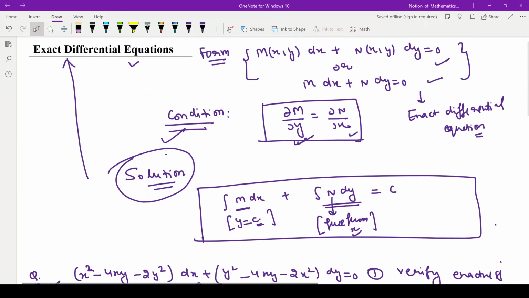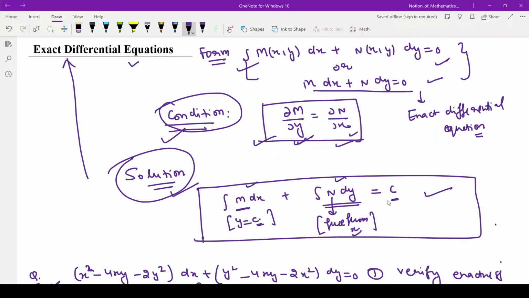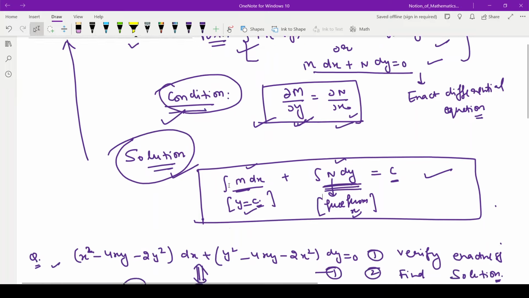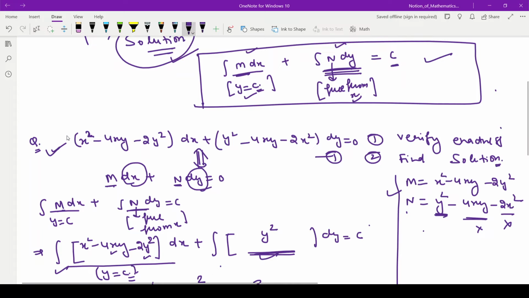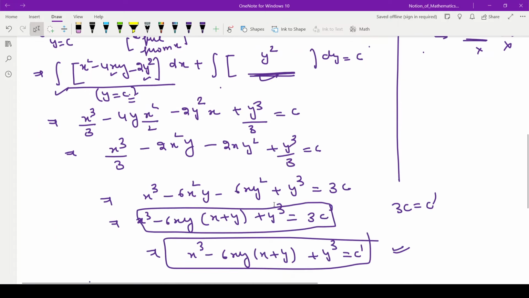So one more time I will recall the process. If any equation is of this type, M dx plus N dy equal to 0, and if this condition is fulfilled, partial M by partial y is partial N by partial x, then the solution of the exact differential equation can be written directly, like integration M dx plus integration N dy is equal to constant, and in the first integration y is constant, in the second integration it should be free from x. And thereafter one question is discussed, and in this question the whole process is incorporated.